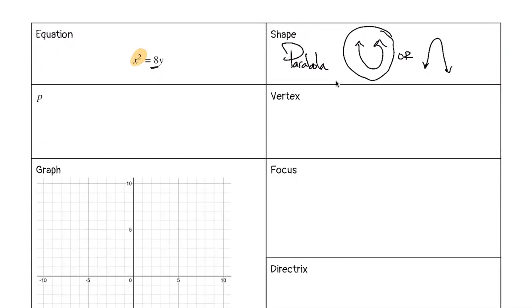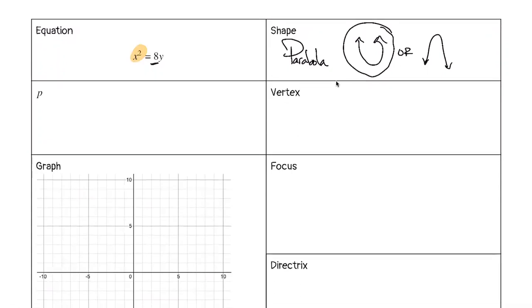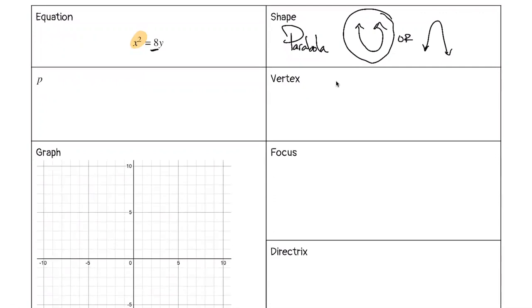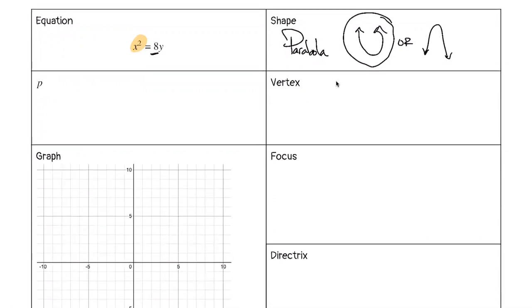Now, this one might almost look so simple that we don't know where the vertex is, but really, this x squared is like saying x minus 0 squared. And the y is really like y minus 0 squared. So our vertex in this case is actually right at the origin. Okay, let's find p.